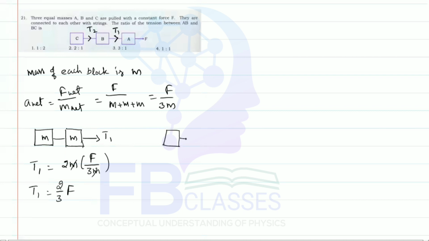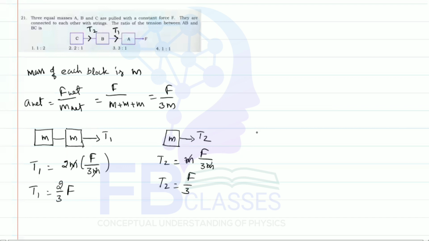So free body diagram. Only one block is there, so this mass is small m. Now T2 is equal to MA. T2 is equal to M, only one block, so M into A. A value is F upon 3M. So M and M get cancelled. T2 value comes as F upon 3.